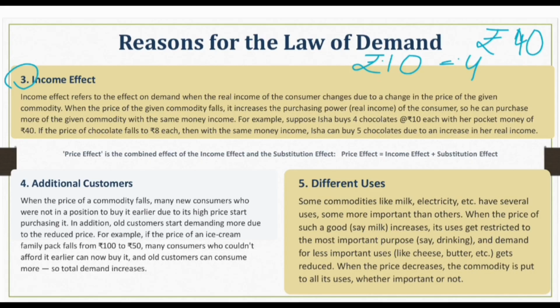But if the price of my chocolate falls to rupees 8, how many chocolates can I now buy? Obviously 5, right? So here my income is the same, but my real income has changed. Real income is always in reference with the price of the commodity, right? So earlier when the price was 10, I was buying 4 units of the commodity. Now, as the price of the commodity has reduced to rupees 8, I am able to buy 5 units of the same commodity. So this is known as the income effect, right?